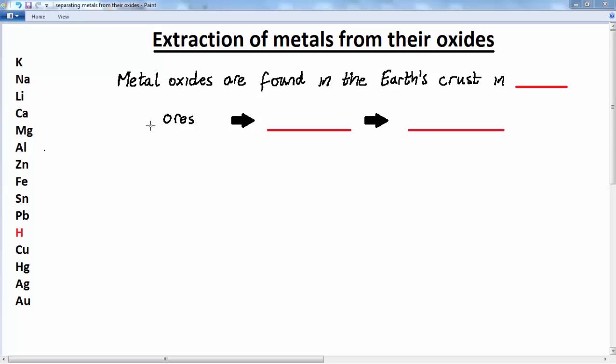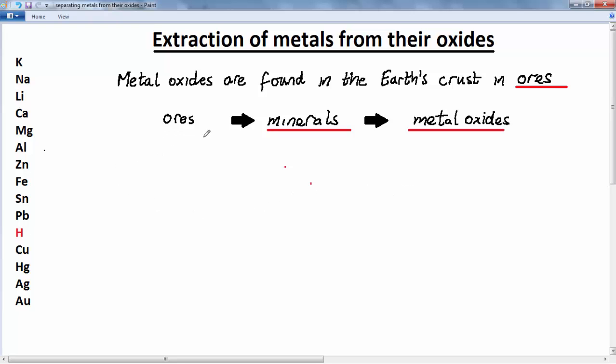In this lesson we're going to look at the extraction of metals from their oxides and how that relates to the reactivity series. Now, metal oxides are found in the Earth's crust in the form of ores. And ores are basically rocks which are rich in minerals, and minerals are rich in metal compounds, and in particular metal oxides. So most metals occur in the Earth's crust in the form of metal oxides. And what we're going to look at today is how do we separate those metals from their oxides.